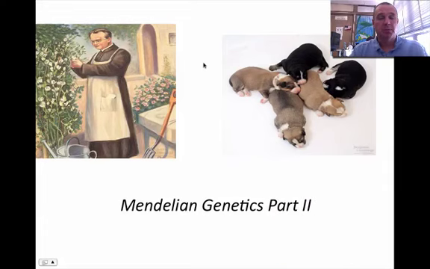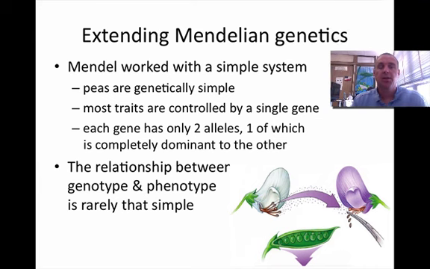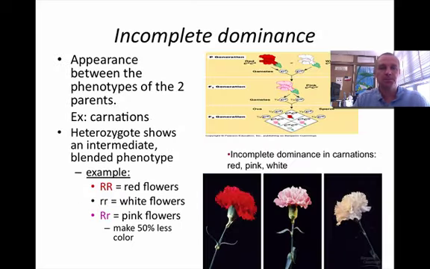Hey guys, I'm back with Mendelian genetics part 2, and we're going to delve a little bit further than simple dominance. Now, when we think about Mendel's experiments, he basically said that each gene has only two alleles, and one of those has to be completely dominant over the other. We know that is not the case. That is not the way the real world actually works. So there has to be relationships beyond this.